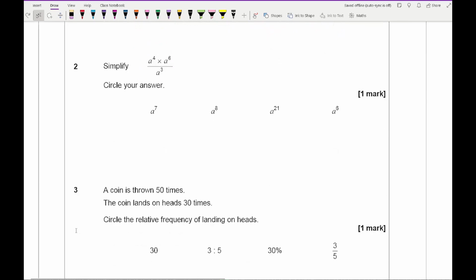Moving on to question 2, it says simplify a to the power 4 multiplied by a to the power 6, all divided by a to the power 3. Well, if we simplify the numerator, we get a to the power of 10. And that's being divided by a to the power of 3. And the rule of indices when we're dividing is we take away the powers. So that's going to be a to the power of 10 minus 3, which is a to the power of 7.